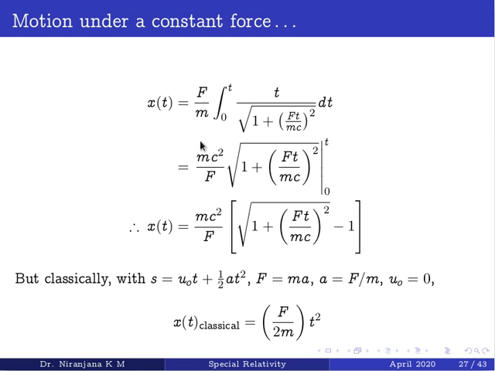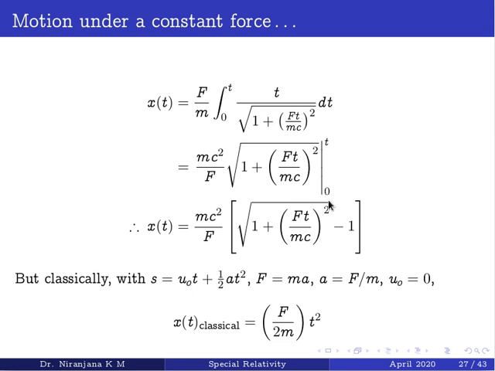When you integrate it, the left hand side will become just x, and the integration on the right hand side will go from time 0 to some time t. Now to integrate this is not a big thing. You can substitute 1 plus (Ft/mc) whole square as some variable alpha or something. Then you can differentiate on both sides and substitute the variable, and you can show that the integration of this is this expression.